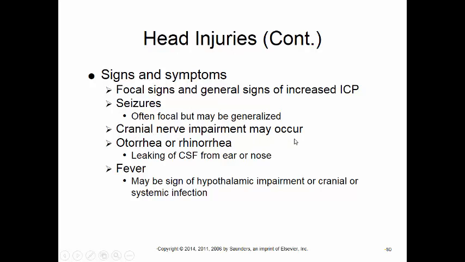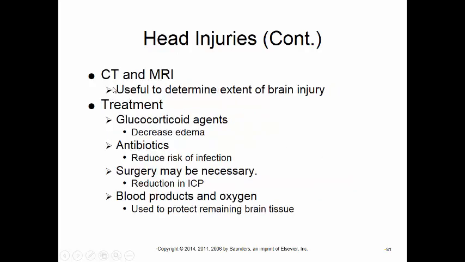Cranial nerve impairment. Otorrhea or rhinorrhea, which is where the CSF leaks out of the ear or nose. Oto is ear, rhino is nose. Fever, which is going to show some systemic issue through hypothalamic impairment or systemic or cranial infection.